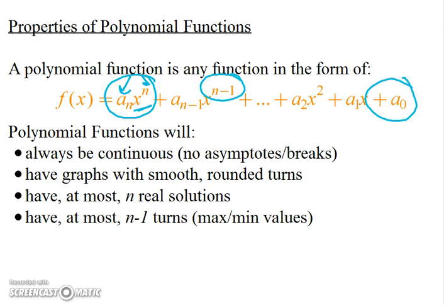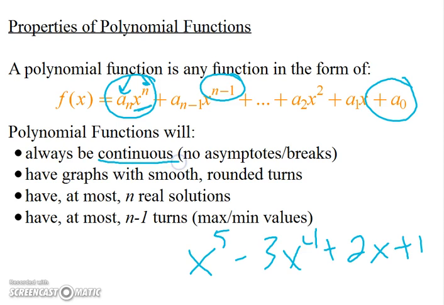So there are many examples, but one would be x to the fifth minus 3x to the fourth plus 2x plus 1. A polynomial function will always be continuous. We talked about that continuous thing where the pencil never leaves the paper. So there are no asymptotes and no breaks. The graph will be smooth and have rounded turns, no V's. Everything will be nice, smooth transitions from one to the other.